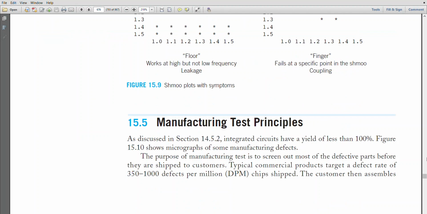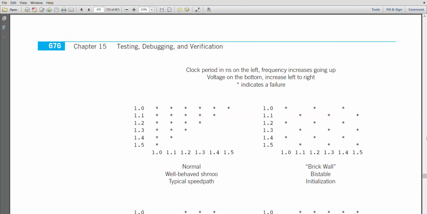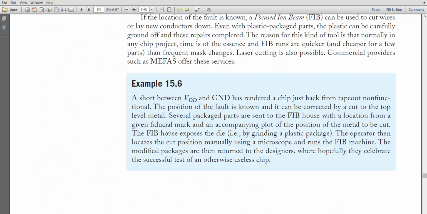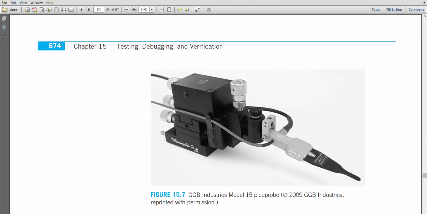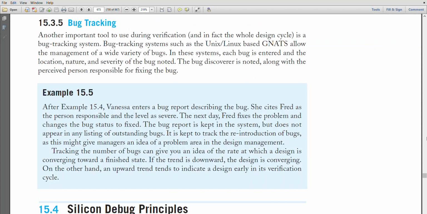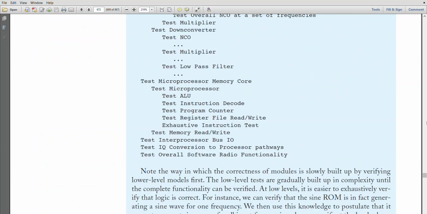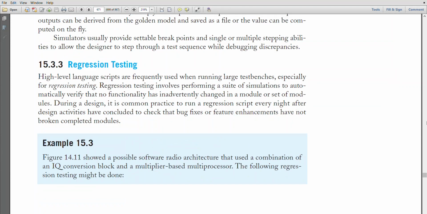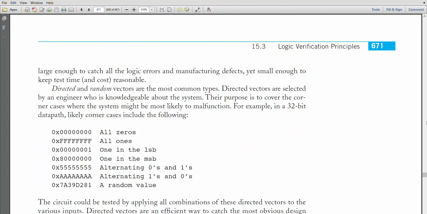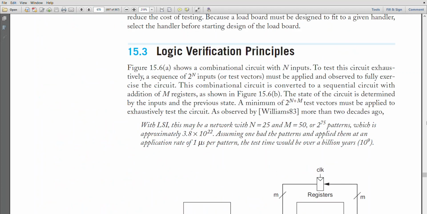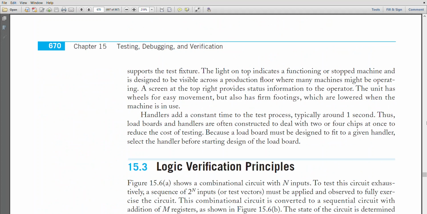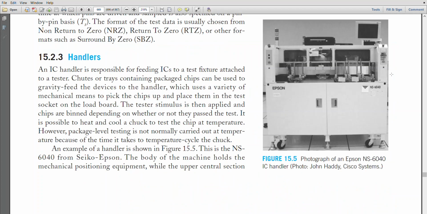So we have discussed today the logic verification principles and silicon debugging principles in detail. So you go ahead with the reading at your end. Again I am telling you, this is from the book of Neil and Weste. You can go and check. Okay, thank you for listening and watching this lecture.